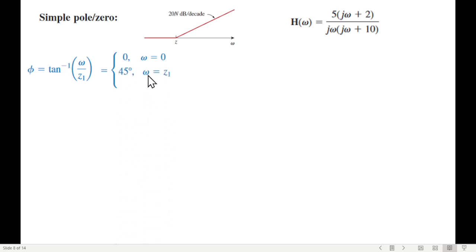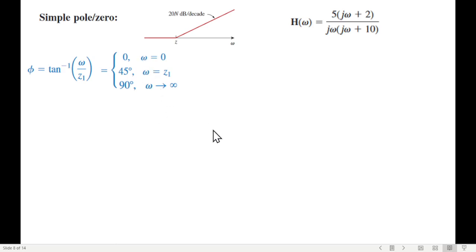If omega is equal to z1, this will be 1, and we know tan 45 is 1, therefore this angle will be 45. And finally, when omega is infinity, this will become infinity, and tan 90 is equal to infinity, so the angle will be 90 degrees.